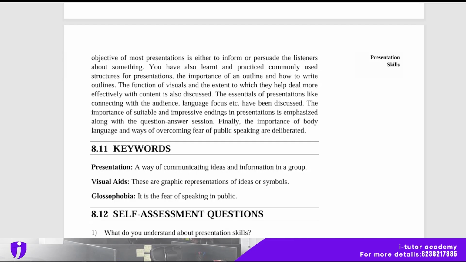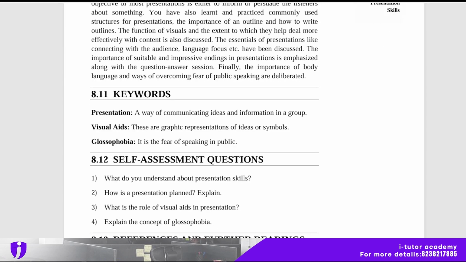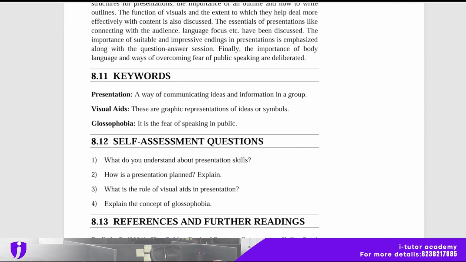You have also learned and practiced commonly used structures for presentation, the importance of an outline and how to write an outline. The function of visuals and the extent to which they help deal more effectively with the content is also discussed. The essentials of presentation like connecting with the audience, language focus, etc. have been discussed. The importance of a suitable and impressive ending in a presentation is emphasized along with the question answer session. So finally, the importance of body language and ways of overcoming fear of public speaking are deliberated.